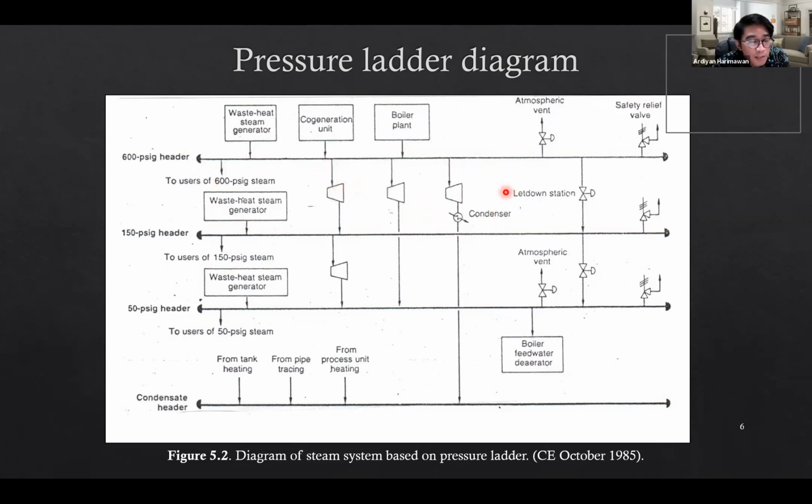Yeah, because basically this steam ladder diagram of the steam system, based on the pressure ladder, is to simplify the condition of the equipment related to the steam condition. So all the steam flow coming to the equipment from the steam header, or all the streams coming to that steam header, will have the same condition as the steam header. It means this steam comes from the waste heat steam generator, cogeneration, and boiler plant, which will have 600 psi of steam. As well, the steam going to this turbine is also 600. For this one it is 150.